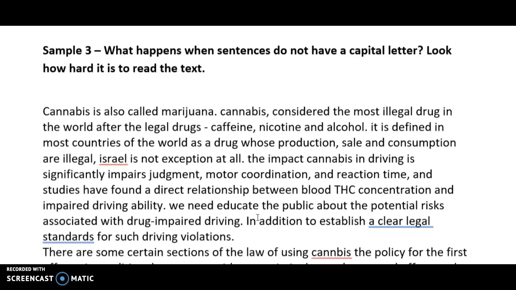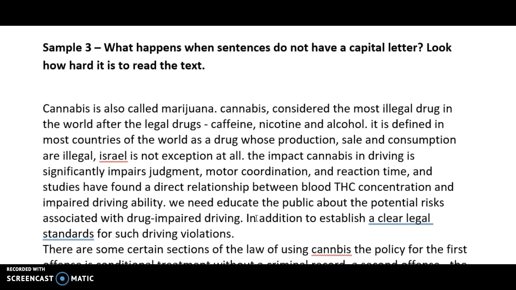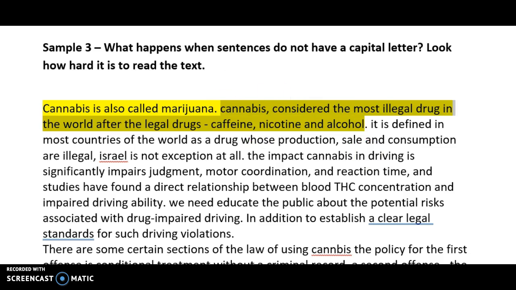Okay, we're going to look at another sample, and a lot of times I say, begin a sentence with capital letters, begin a sentence with capital letters. And what do we see here? It's very, very difficult to read because my eye can't see where a sentence begins and a sentence ends. And what do we know about a sentence? A sentence has a main idea. So if we look here, cannabis is also called marijuana. Cannabis. Oops, I missed it. That's a whole new sentence. Let's make this another color.